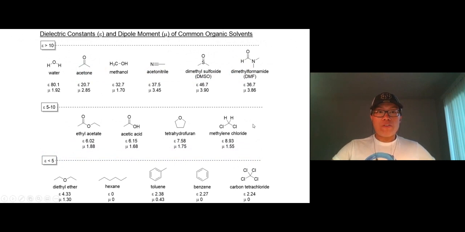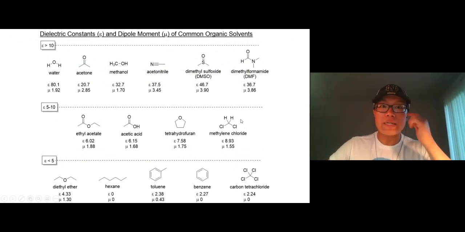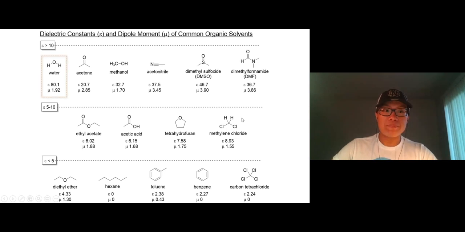Now look at the solvents right here. I categorize solvents into 3 groups. The top group are the polar solvents. Look at water. Water is really polar because of the oxygen. But think about it, water is really, really small, so the polarity of water really dominates the whole compound. So water is one of the most polar solvents. Methanol, you have probably heard about it, and acetone. These are polar solvents.